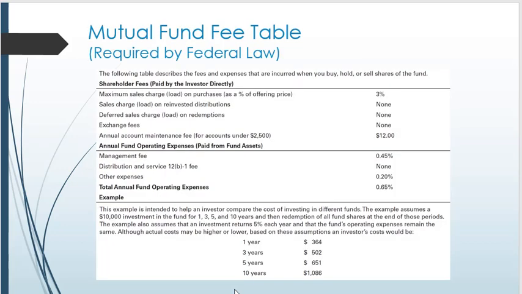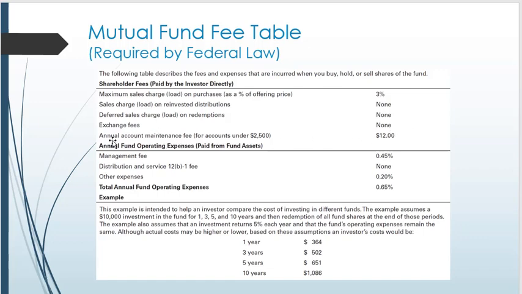So here's what this looks like. This is an excerpt from a mutual fund. The maximum sales charge is 3%. What if you reinvest? What sales charges on reinvested distributions? None. So it doesn't cost anything to reinvest. Is there a deferred sales charge on redemption? That is, do you have to pay to sell these or redeem them back? None. Are there exchange fees? None.